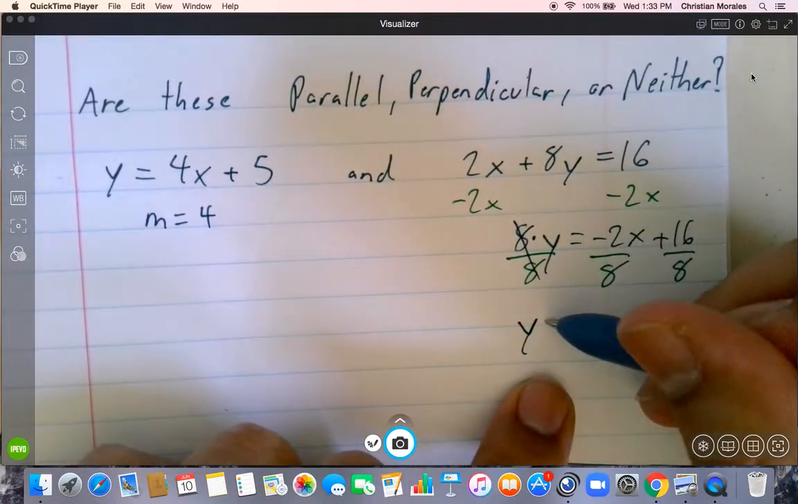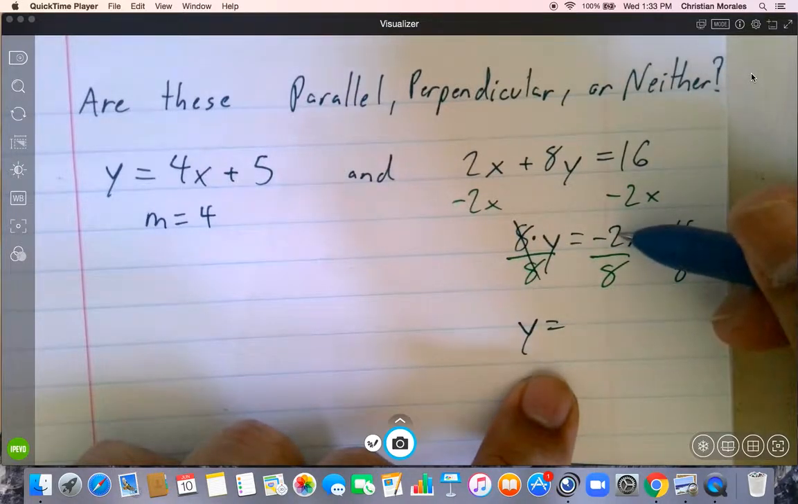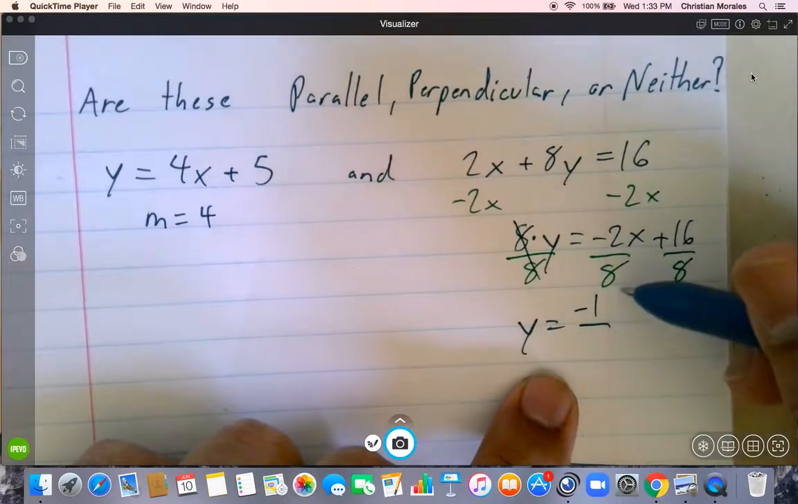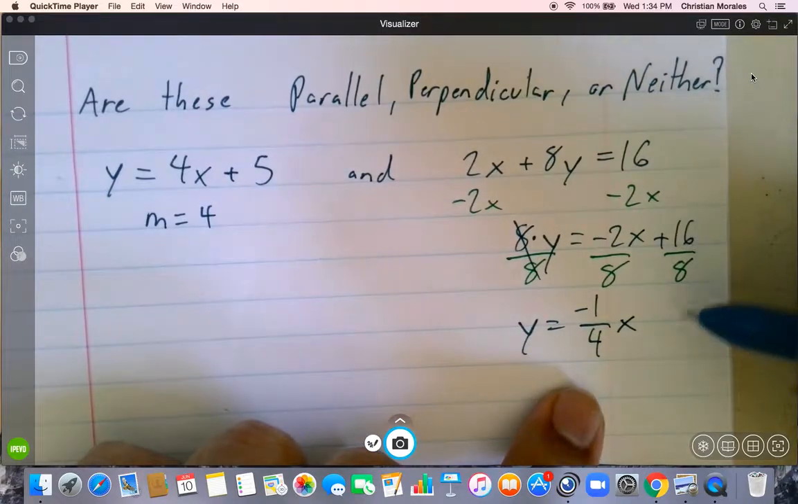So what would be the simplified fraction of 2 over 8? What can you divide both of these numbers by? Divide them both by 2. What's 2 divided by 2? What's 8 divided by 2? What's 16 divided by 8?